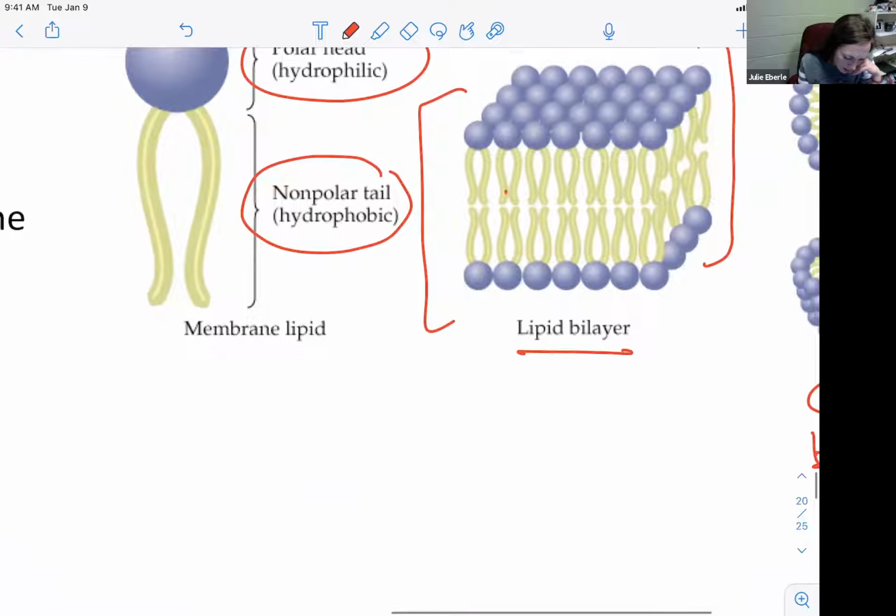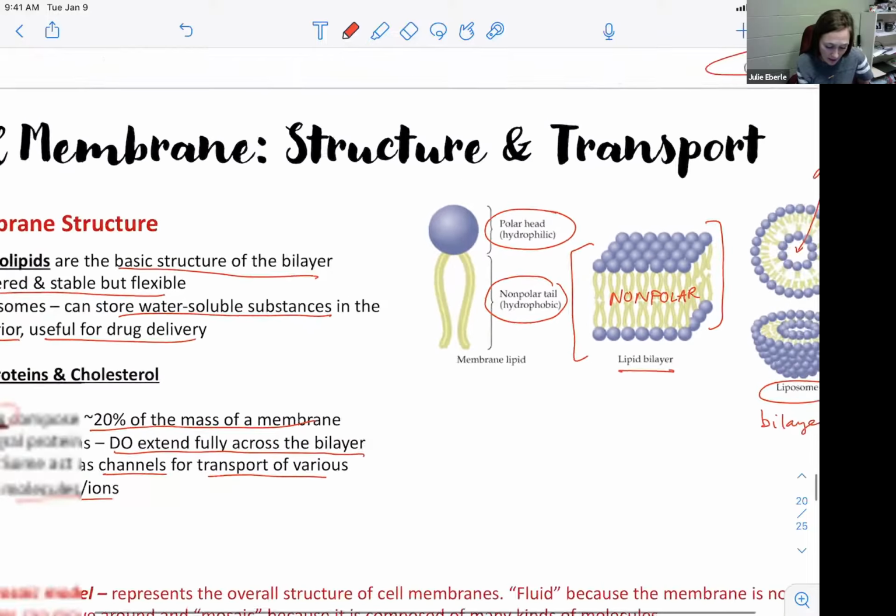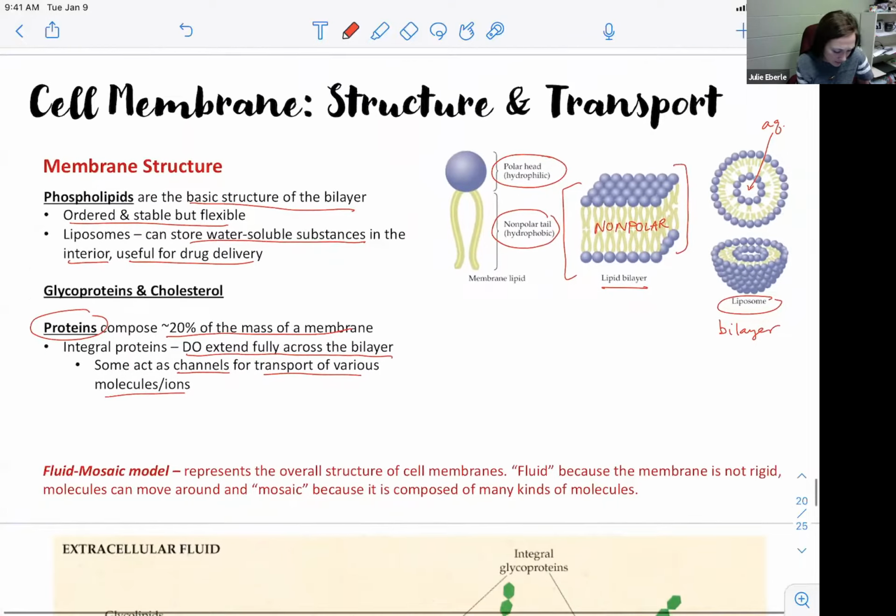Okay, consider the bilayer. Again, I'm going to scroll over here to this picture. We have this non-polar internal region. Ions and polar molecules do not want to pass through that. They don't mix, they don't like each other. But when you have something that is like a channel or a pathway through the membrane, that can facilitate passage of these ions and polar molecules. That's essential because we need all kinds of ions and polar molecules in our cells.